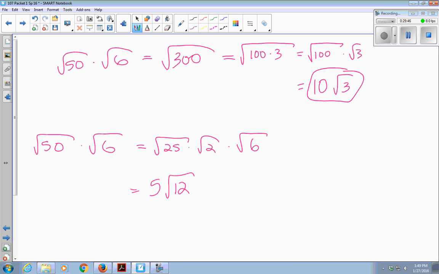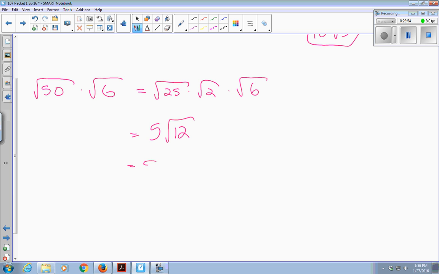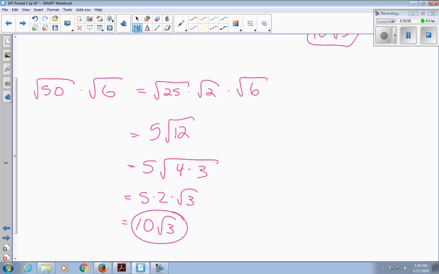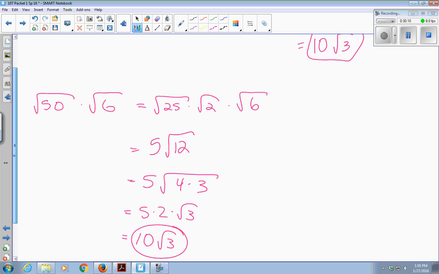And then does 12 have any perfect square? 4, yep, is a perfect square factor. So I could rewrite 12 as 5 times the square root of 4 times 3. The square root of 4 is 2. The 3 you can't simplify, it stays under the radical, and you end up with 10 root 3. I kind of like the first one better, but they come out the same. So you can do whichever one you want.